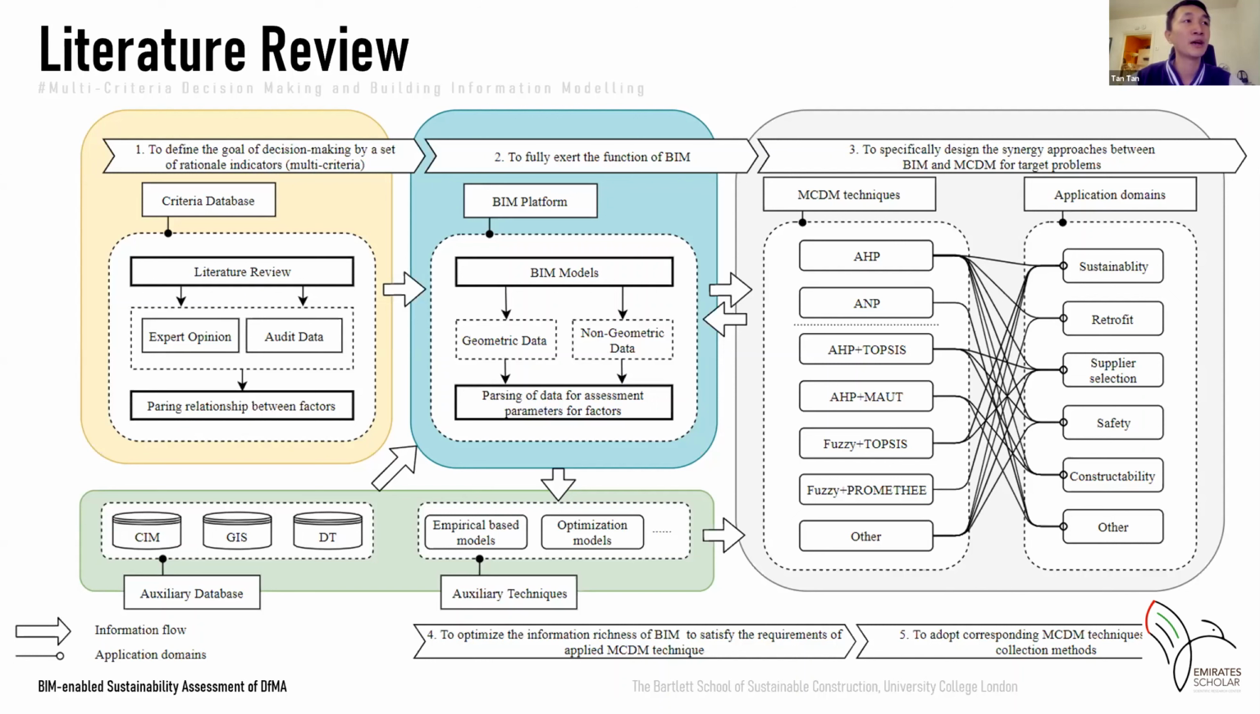Currently, we find that knowledge contribution or research innovation mainly focuses on three parts. The first part is that some studies try to use advanced MCDM techniques. They may also incorporate some optimization models or empirical-based models, which facilitates the methodology contribution. The second is data collection innovation. Some studies try to integrate emerging databases into building data sets, such as GIS, digital twin, and city information modeling. In this way, they can enrich the BIM model's data.